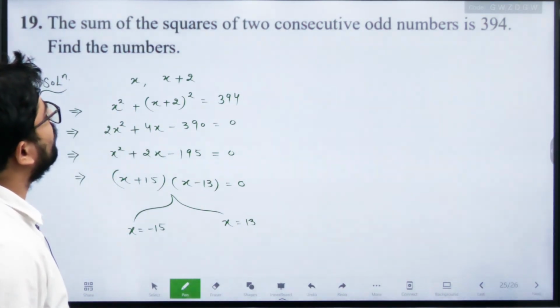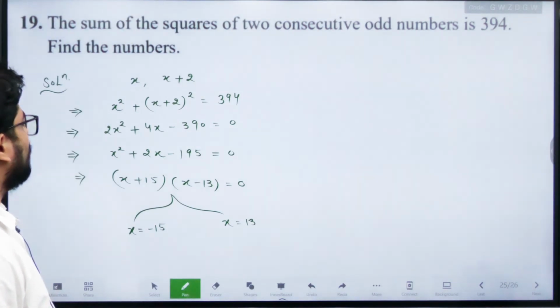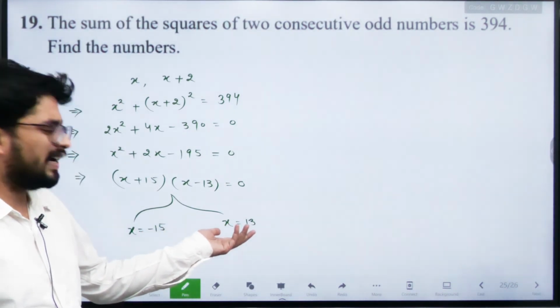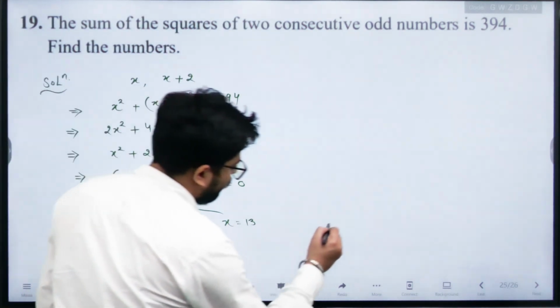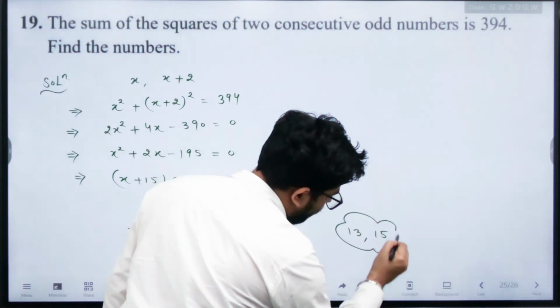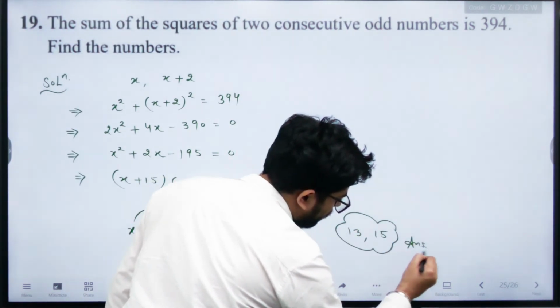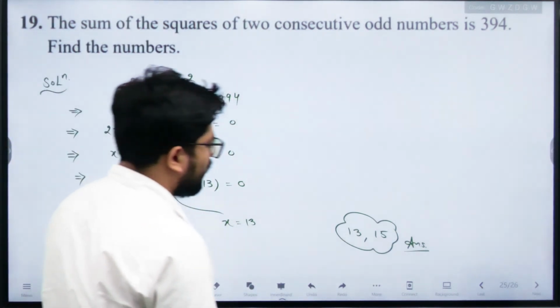and we know we have two consecutive odd numbers. Okay, so we'll take the positive values here. Yes, so if one is 13, the second number is 15, so 13 and 15 is your final answer. Got it? So this is the answer for your question number 19.